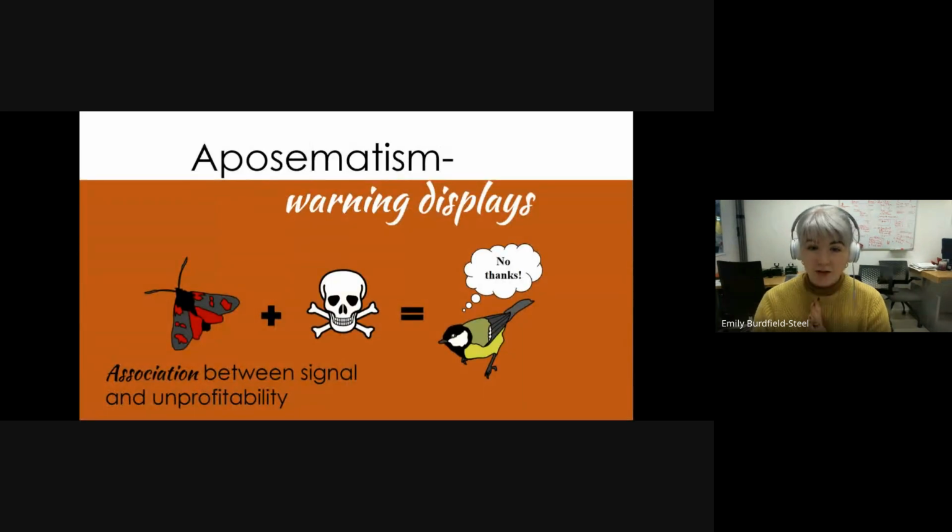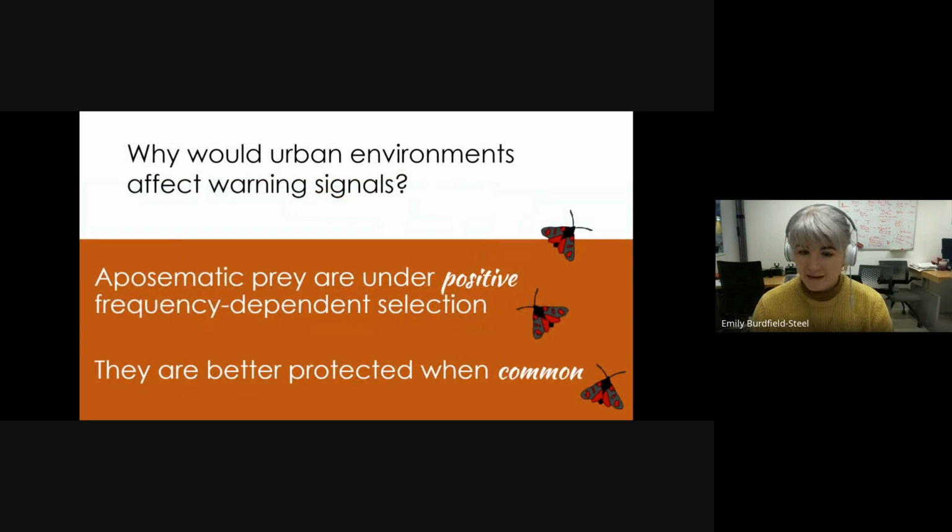There you go. So the big focus of my research is aposematism, or warning displays. So these are commonly bright colors. They actually don't have to be bright colors, but that's also what I'm studying in this case, so we'll stick with that. And they are signals that species use to communicate to would-be predators that they are unprofitable in some way. So it's a combination of some kind of signal with some kind of secondary defense. Often chemical defense is what we're talking about here. And crucially, an association forms in the mind of the predator that when they see this signal, it's not worth attacking this prey.